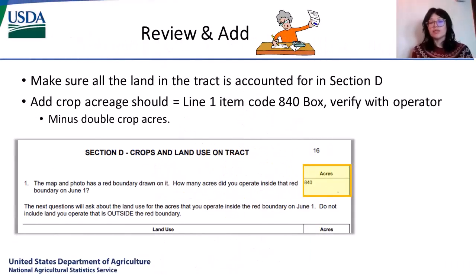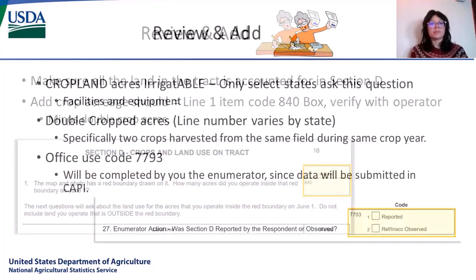Now it's time to review and add up the acreage listed in this section. Double check that it equals the total in item code 840, subtracting out any double cropped acres. If it differs from the figure in the box, then check with the respondent for errors and correct as necessary. Did they include all waste acres? Did you or the respondent miss a crop? Did you misrecord acres for a crop? Check the decimal points to make sure they're correctly recorded and added up.